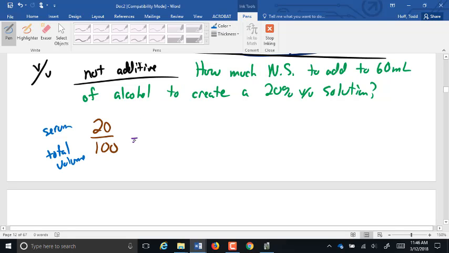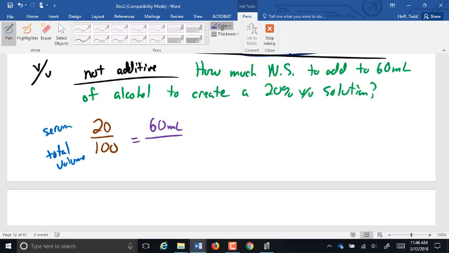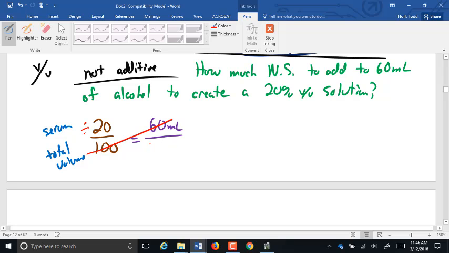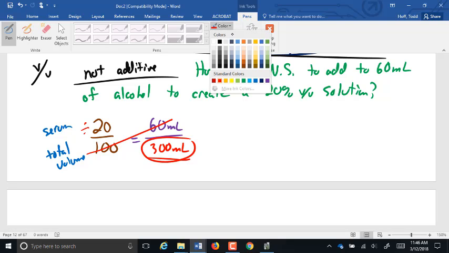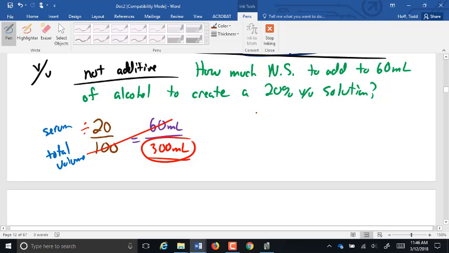We put in the 60 milliliters for our alcohol and we cross multiply and divide. 100 times 60 divided by 20 is 300 milliliters. The total solution is 300 milliliters. We'd have to be careful here though, because if we subtract 300 milliliters total minus 60 milliliters of alcohol, we get 240 milliliters.